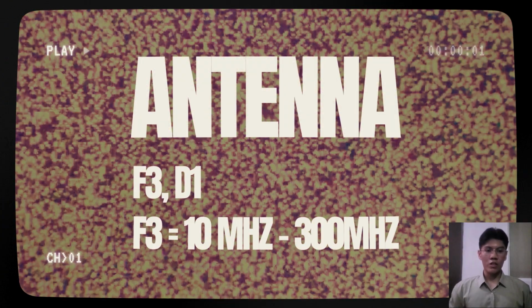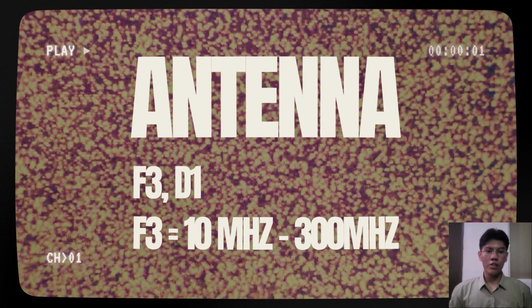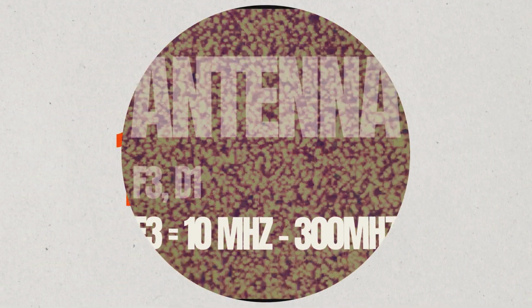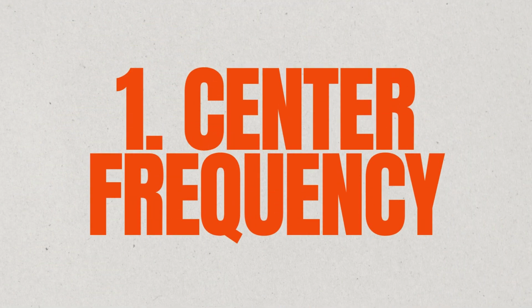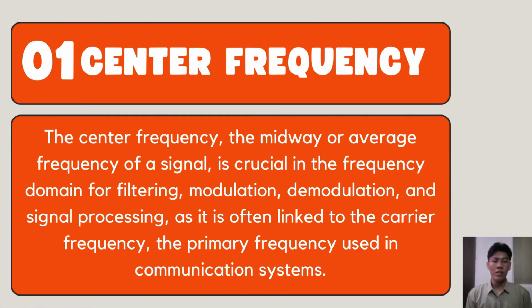The given measurement to us is F31D with a measure of 10 to 300. We will begin with center frequency. The center frequency, the midway or average frequency of a signal, is crucial in the frequency domain for filtering, modulation, demodulation, and signal processing, as it is often linked to the carrier frequency, the primary frequency used in communications.